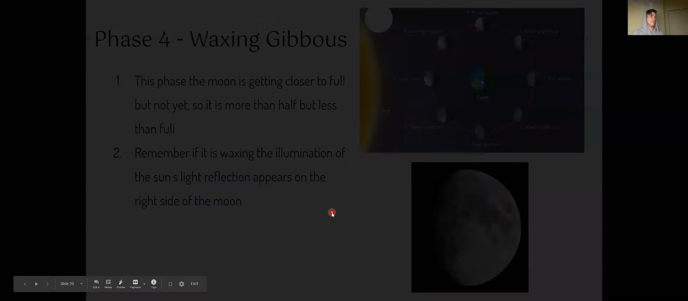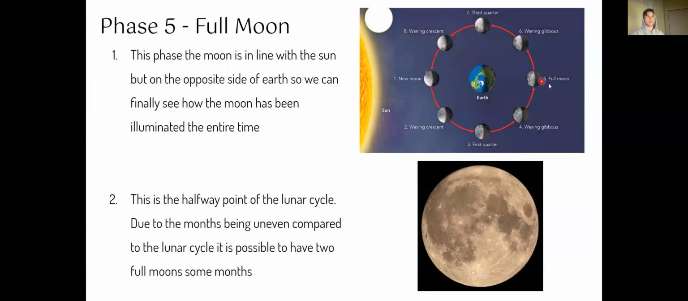We'll keep going. Full moon. It's where number 5 is, back here on the back side of Earth, so we can see the lit part fully. This is the moon we get to see and love and know all the time. It is the halfway point. It is possible to have 2 full moons a month because a lot of times the lunar cycle is shorter than the actual number of days in the month, so sometimes they can give you 2 full moons.